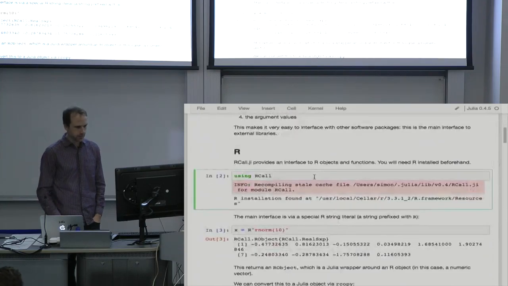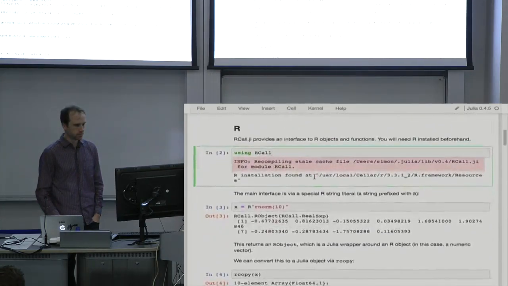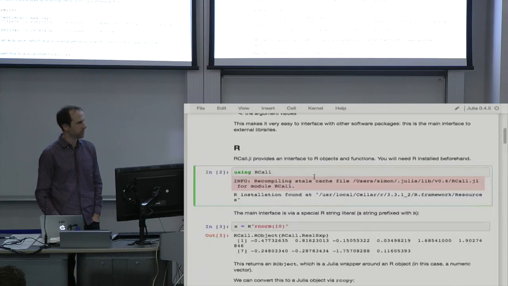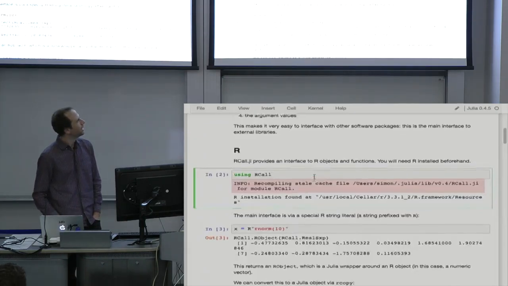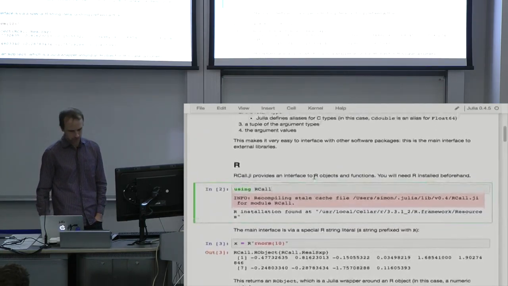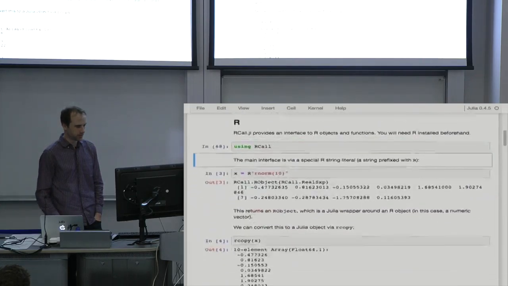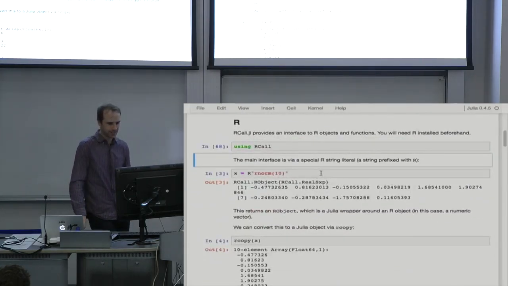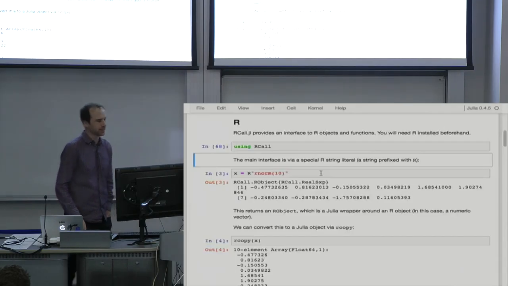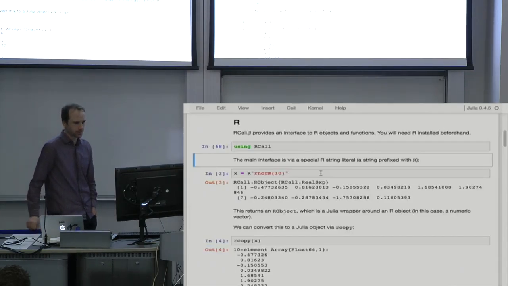And then there's also a lot of interfaces to other software. And so RCall is something I've worked on fairly well. I actually rewrote this fairly recently, well, myself and a few others. Randy is the other major contributor, and Doug Bates, I think, started it, sort of kicked this off.